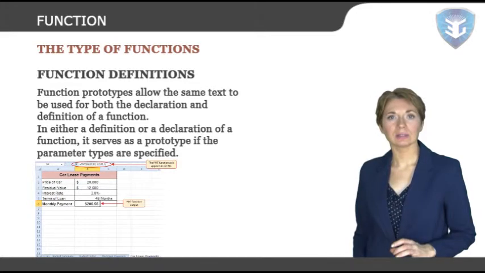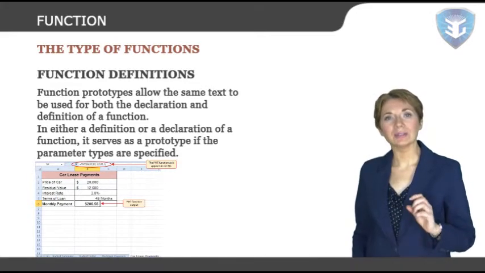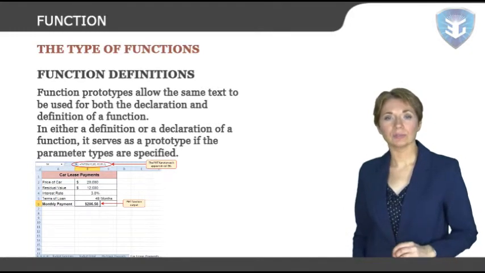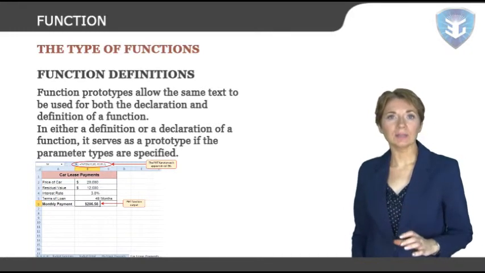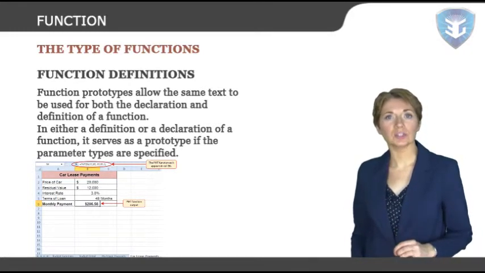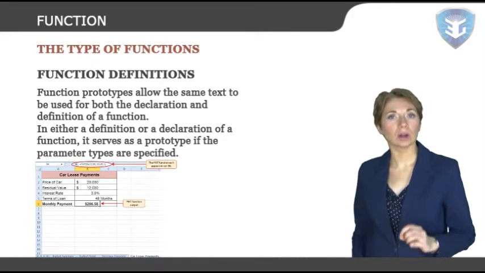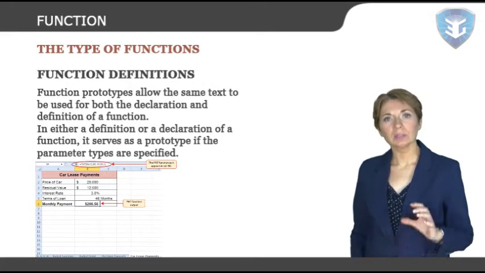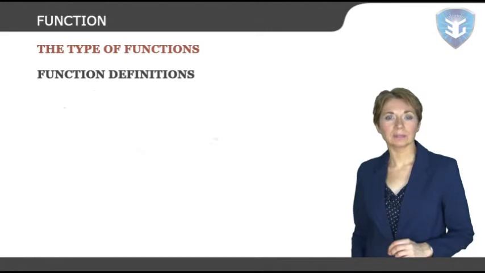Function definitions. Function prototypes allow the same text to be used for both the declaration and definition of a function. In either a definition or a declaration of a function, it serves as a prototype if the parameter types are specified. The old C syntax for the declaration of a function's formal arguments is still supported by the standard, although it should not be used by new programs. Look at the function shown on the screen.